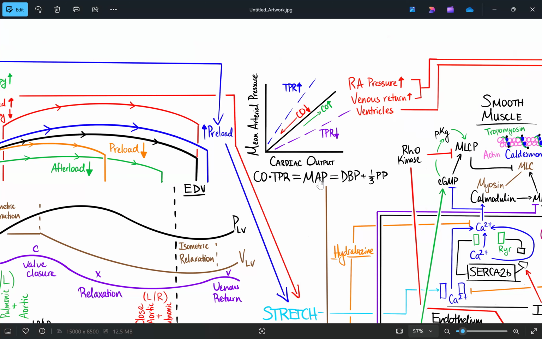Mean arterial pressure is calculated by multiplying cardiac output times TPR. Another way to calculate that is using your diastolic blood pressure plus 1/3 of your pulse pressure, which is going to be your systolic minus diastolic blood pressure. And those are good relationships to know for the exam as well. Hopefully they didn't change that.